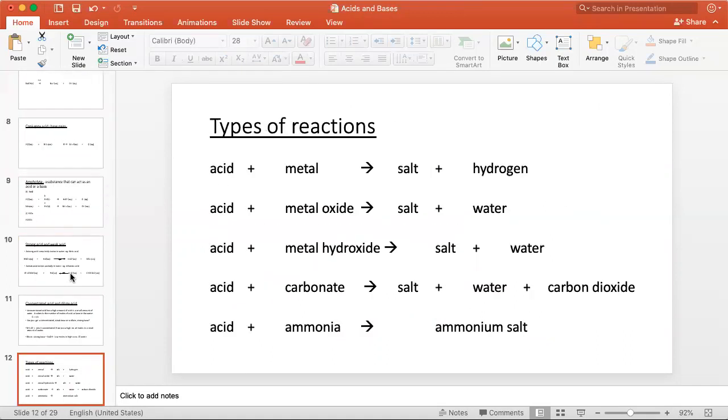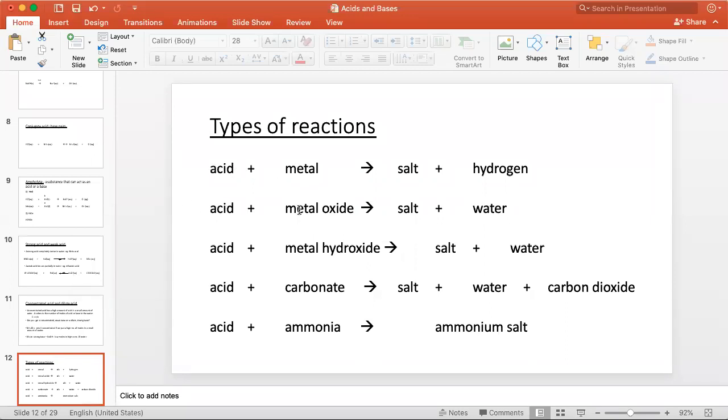Going further now, we get different types of reactions. For example, acid plus metal gives you salt plus hydrogen. These are general rules. You should know them, you did this in grade 10, I'm sure. But if not, write it down. An acid plus a metal will give you salt plus hydrogen. Acid plus metal oxide will give you salt plus water.